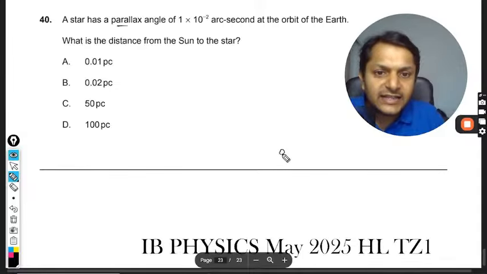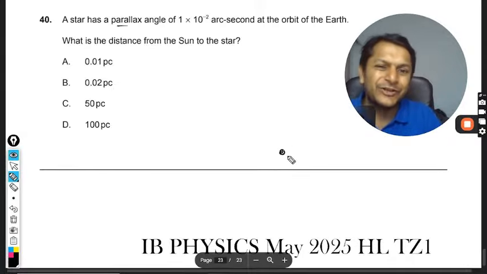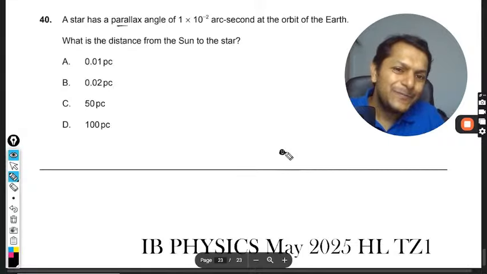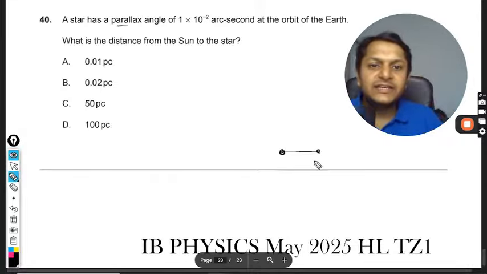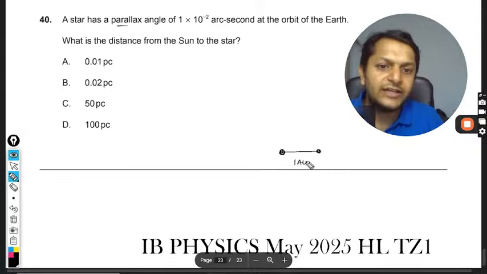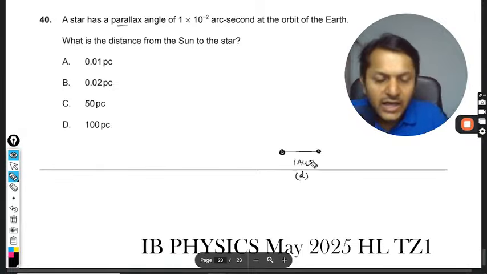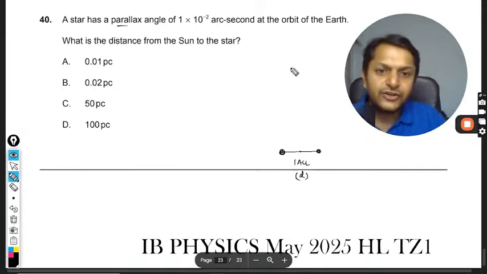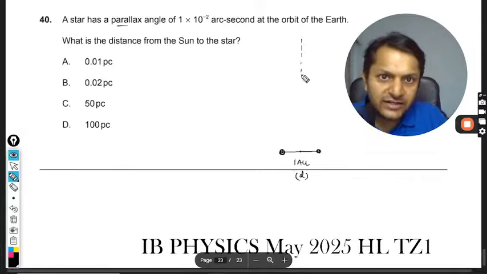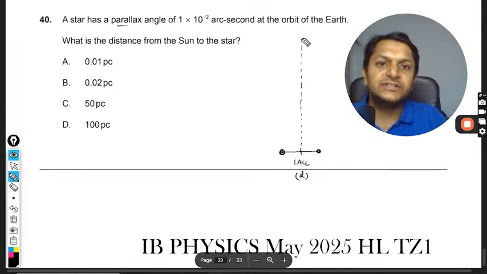Let's say this is the sun. I'm drawing it very small, there is a reason for it. And this is Earth. First of all, the distance between the sun and the Earth is 1 astronomical unit, but I am taking it as D. And from the center of it, there is a star which is at a very large distance. It is measured from the center of this distance. Let's say this is the star here.